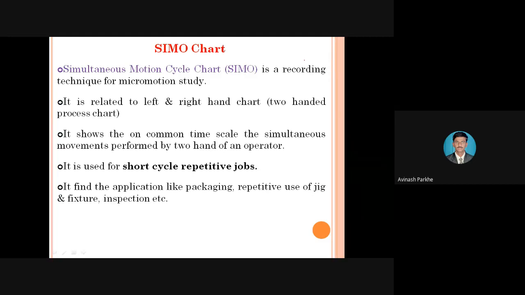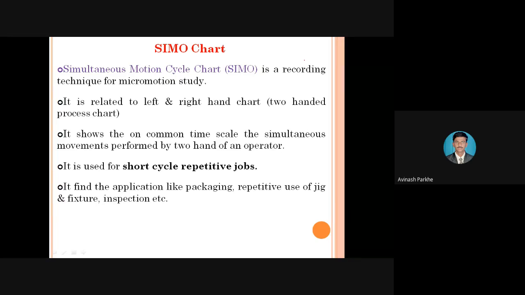Good morning. So today we will start with the next point related to the Simo chart. Before starting that, we will revise within 1 or 2 minutes whatever we have covered in the last lecture. In the last lecture, we started with a new point, which is called micro motion study.